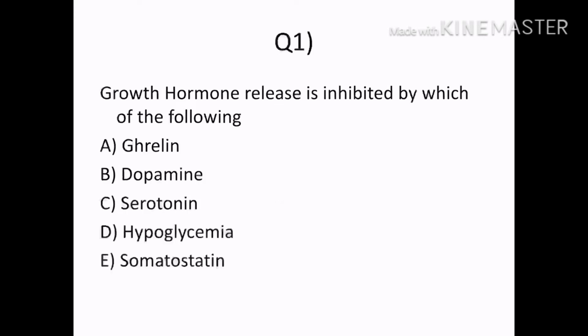Question number 1. Growth hormone release is inhibited by which of the following? Ghrelin, dopamine, serotonin, hypoglycemia, somatostatin.